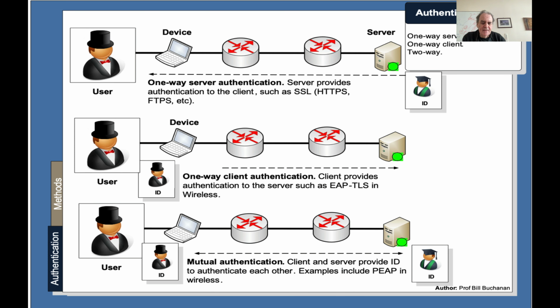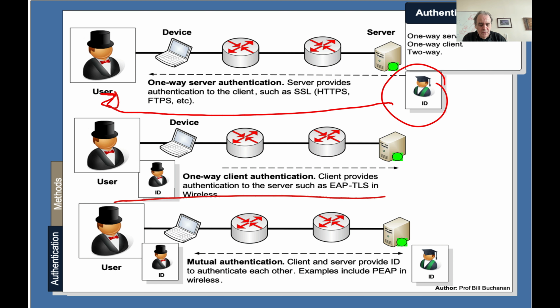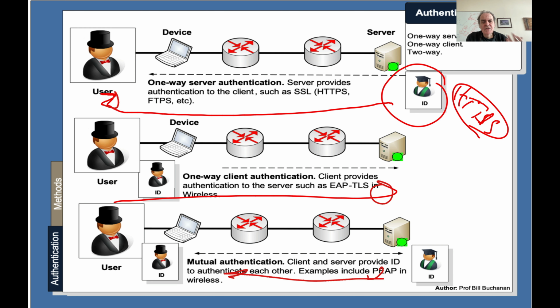When we're authenticating, we can either pass our identity from the server to the client, or the client can authenticate themselves to the server, or we can have mutual authentication on either side. This is typical on the web for HTTPS, where the user doesn't really provide a certificate of their identity to the server, but the server provides that to the user.